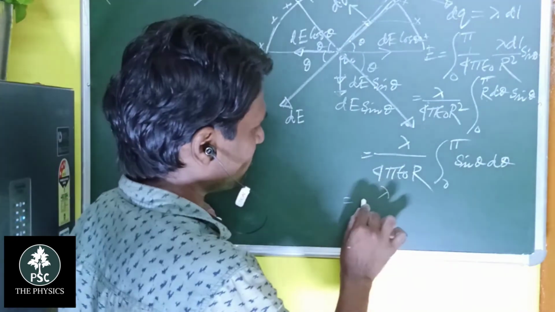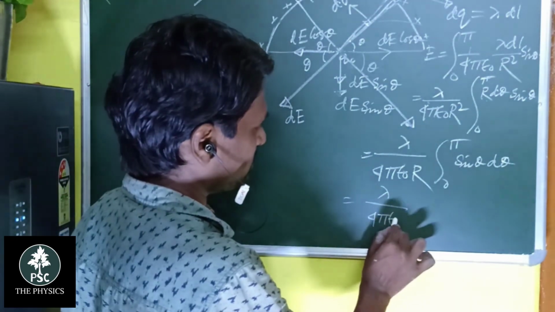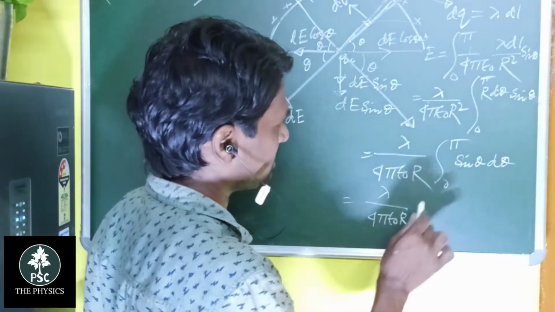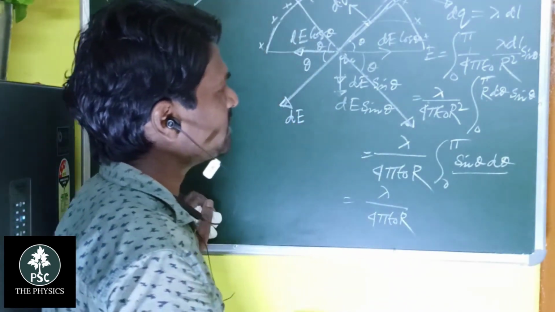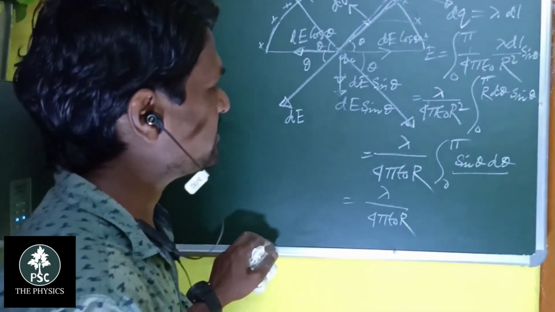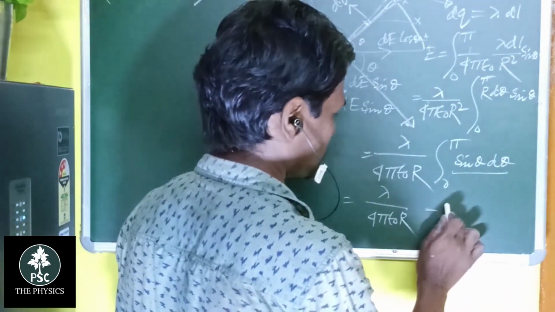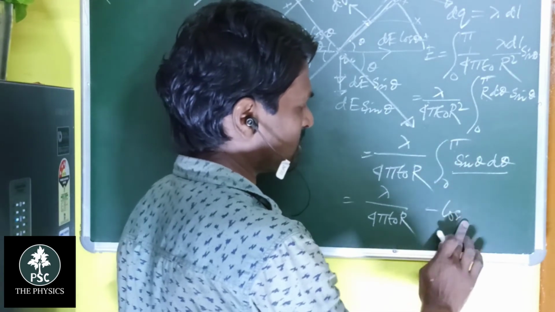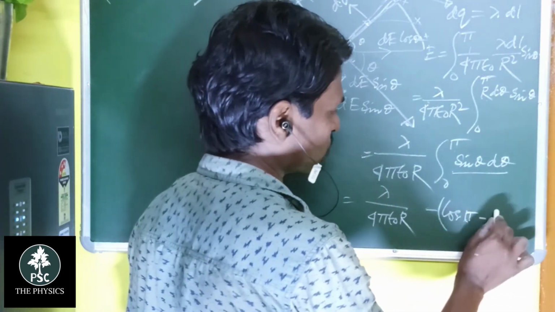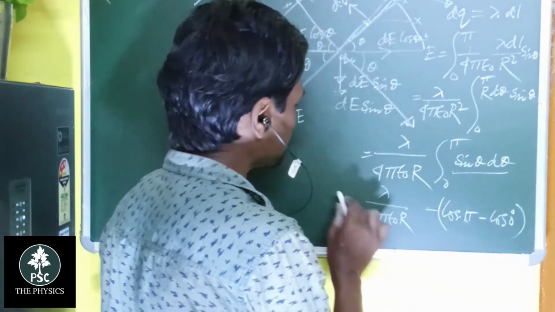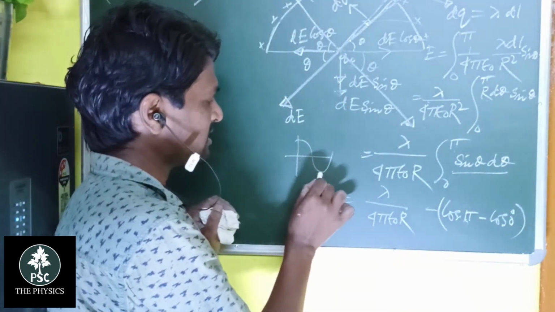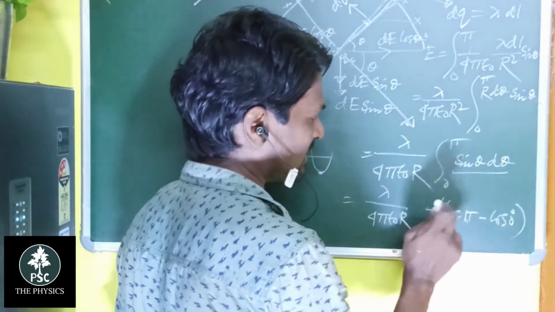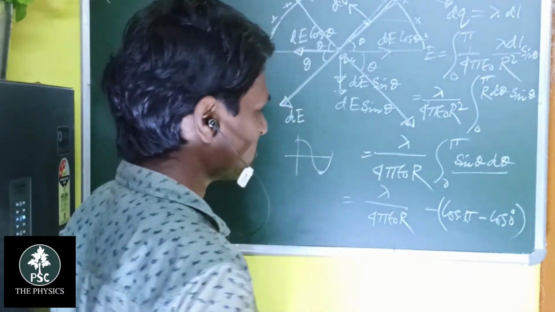So lambda by 4 pi epsilon naught r, and the sine theta d theta. What is the integration of sine theta d theta? It is minus cos theta. Upper limit minus lower limit, so cos pi minus cos 0. Cos pi is minus 1, and cos 0 is 1. So minus 1 minus 1 is minus 2, and with the minus sign it becomes plus 2.